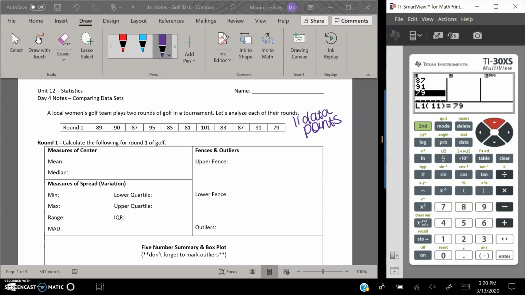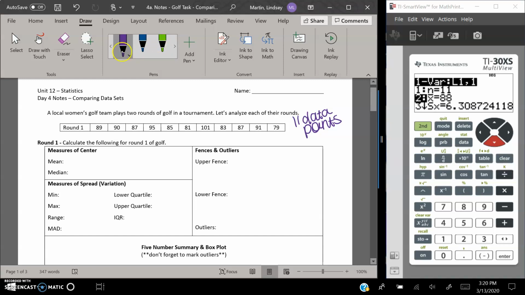Now we're going to go in and find out some information from these data points. So we'll do second, data, press enter for one variable stats. Our data is in list 1 and the frequency is 1. You can see here that we have our mean that comes up right off the bat. If you remember, we talked in previous lessons that X bar represents our mean. So when we see that X bar, we know that we have found our mean, which is, in this case, 88.